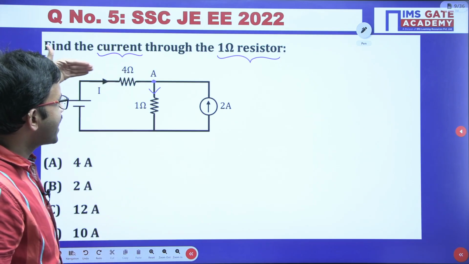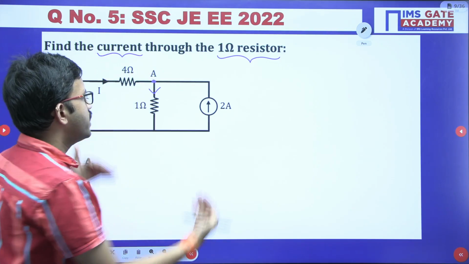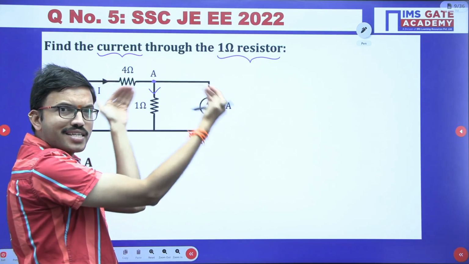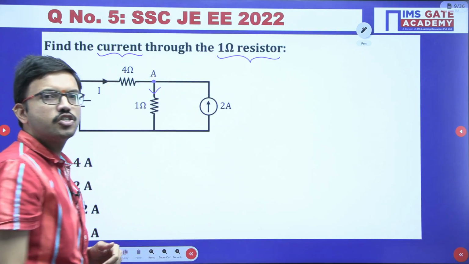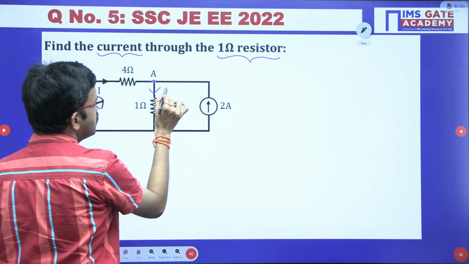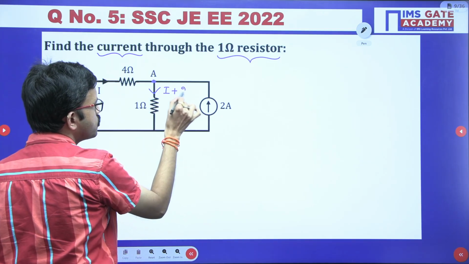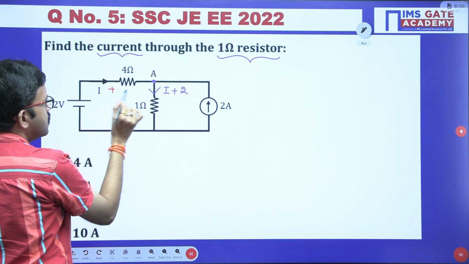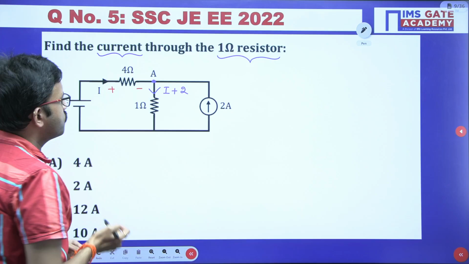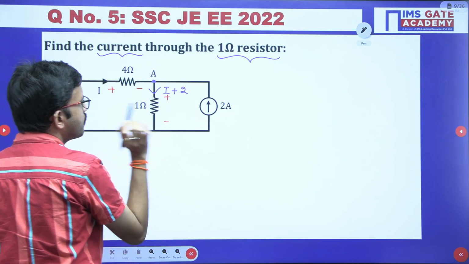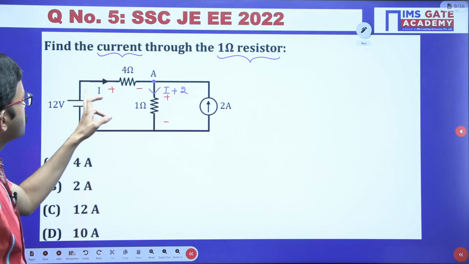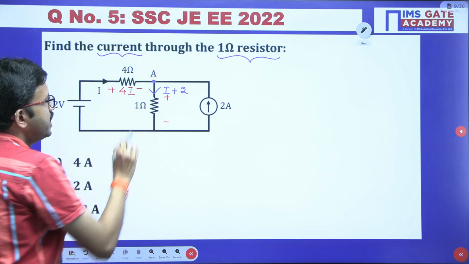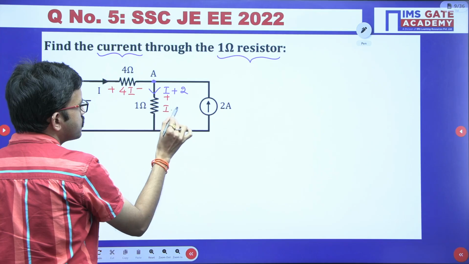In this branch the current I is entering, and in this branch 2 ampere current is entering. So because in both the branches currents are entering, obviously in this branch current should leave, right? So that means here the resultant current will be I plus 2. Now you know the current, you know the resistor, we can apply Ohm's law to find the voltage. Similarly here also we can apply Ohm's law. So I into 4 is nothing but 4I, right? Here 1 into I plus 2, that is nothing but I plus 2.